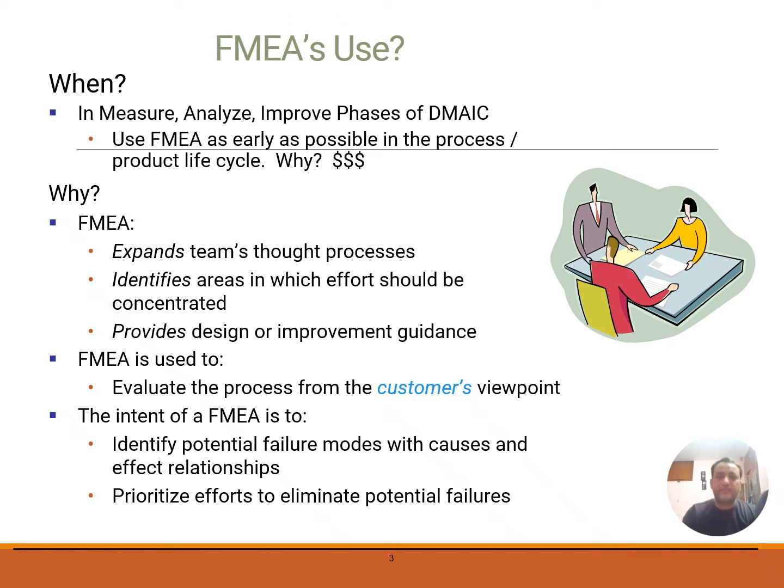FMEA is used to evaluate the process from the customer's point of view. This customer-centric approach ensures that our product or services meet or exceed the customer's expectations. So, the intent of FMEA is twofold. Number one, to identify the potential failure modes with causes and effect relationships. And second is to prioritize efforts to eliminate potential failures from the process. By doing so, we can enhance product quality, improve customer satisfaction, and ultimately drive business success through efficient processes across the industry.